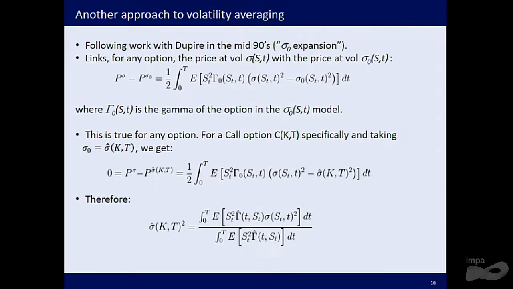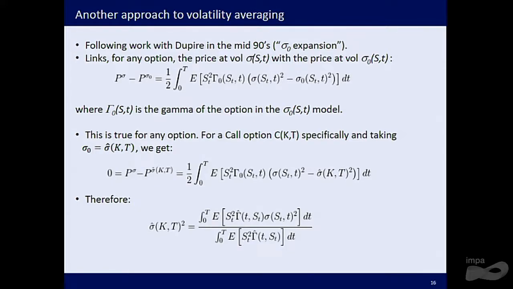Another approach: we use an equation that Bruno, I think, came up with. Can we say that? Yes. We certainly used it from many years ago. Basically, it relates the price of two options at two different volatilities, one being sigma 0 and one being sigma. In my situation here, I'm just going to take sigma 0 and sigma to be two deterministic functions, but it doesn't have to be like that.